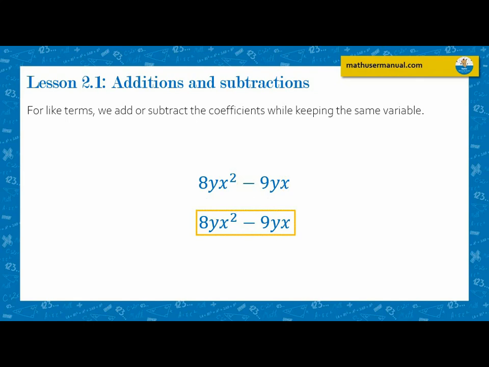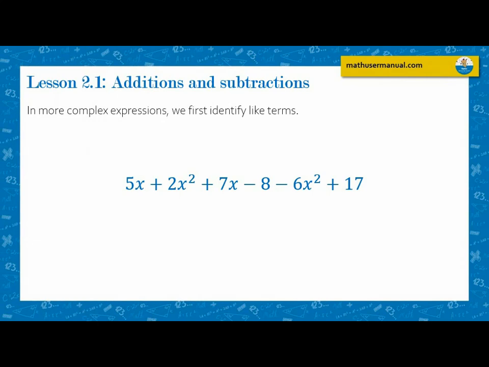We'll keep practicing this addition and subtraction of like terms as we get further and further in algebra, and you can always come back to this video to remember the process. But now let's do it in a more complex expression. This time we have different types of variables and exponents and terms. Well, all we have to do to simplify an expression like this is first identify the like terms. The 5x and the 7x, the 2x squared and the negative 6x squared, and the negative 8 and the positive 17. So as long as they have the same variable with the same power, they are like terms.